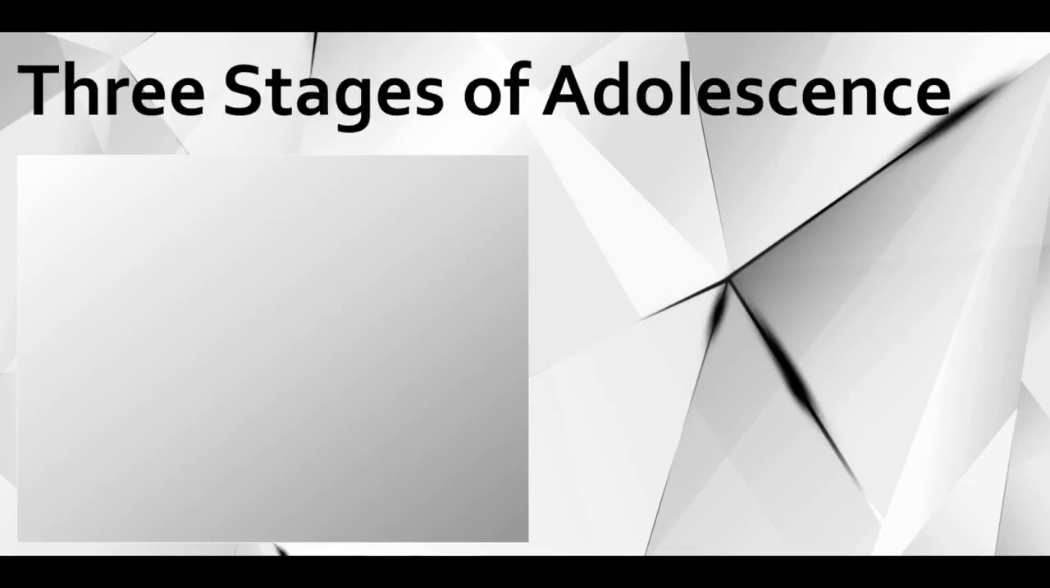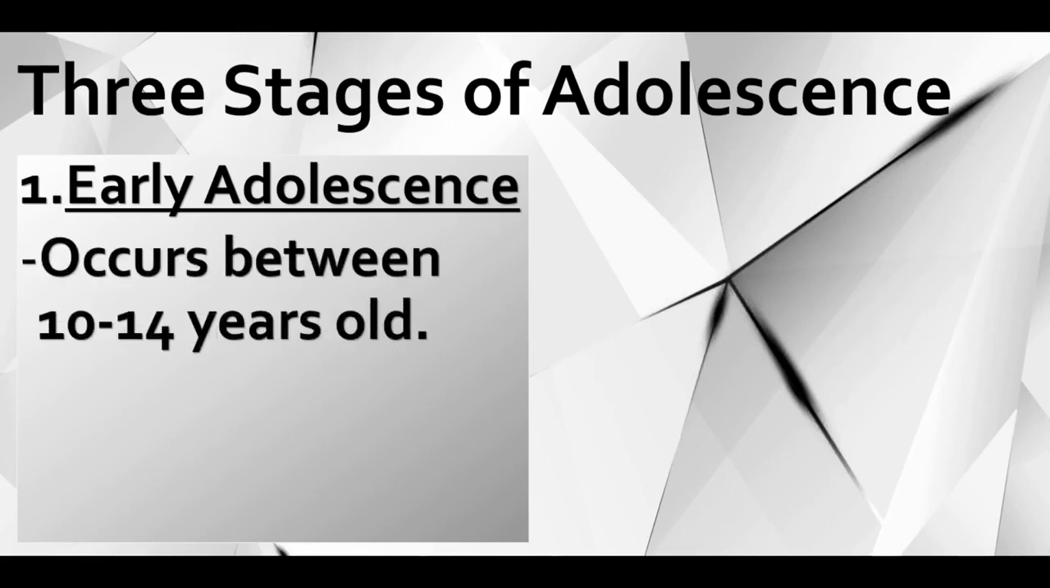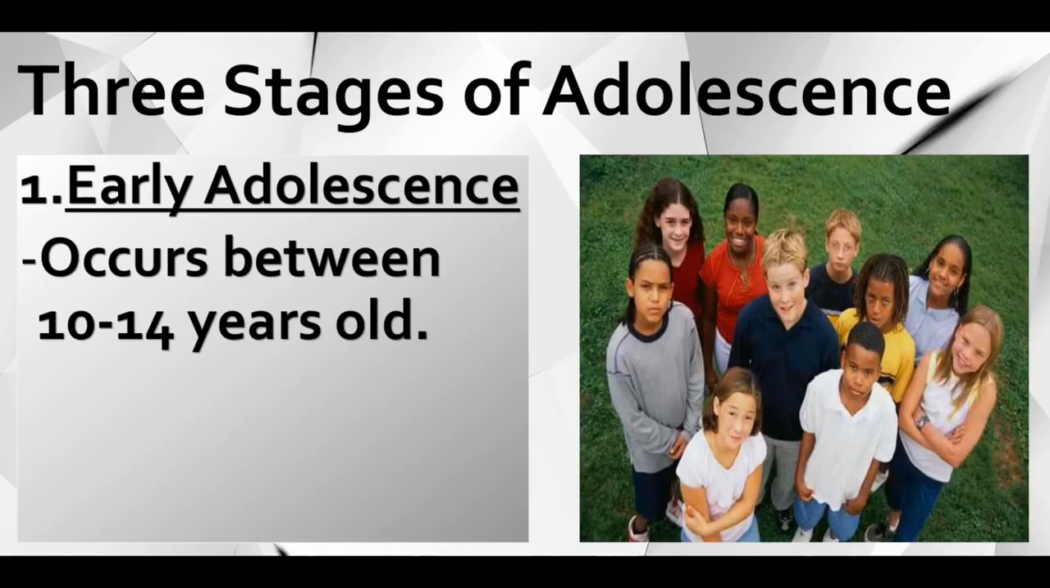So adolescence is divided into three stages. Again, how many stages of adolescence? Very good. There are three stages of adolescence. One of them is early adolescence. Again, early adolescence. It occurs between 10 to 14 years of age. Again, 10 to 14 years old. Very good. So this is the picture of an early adolescent.